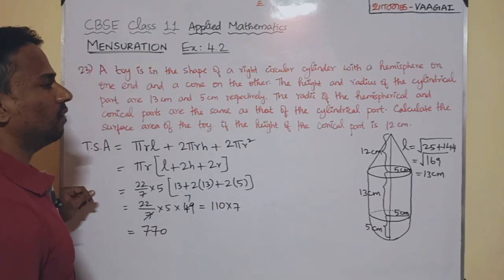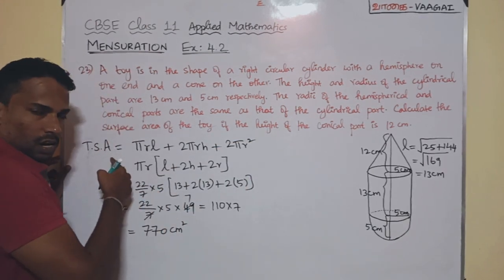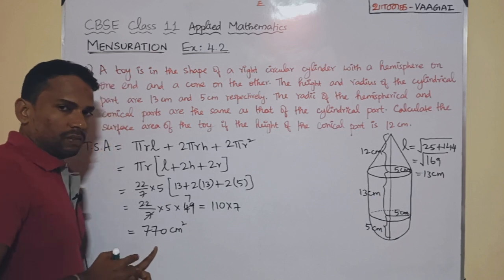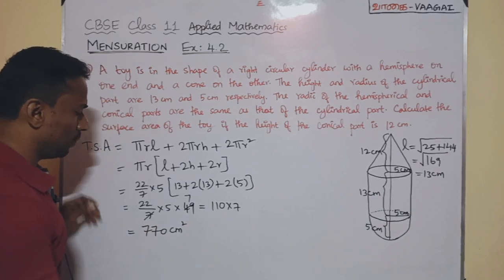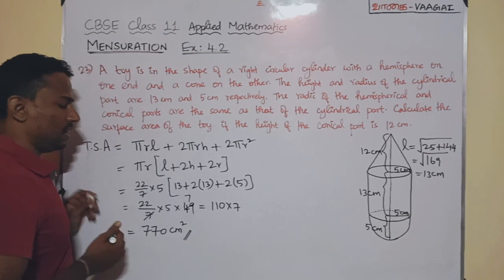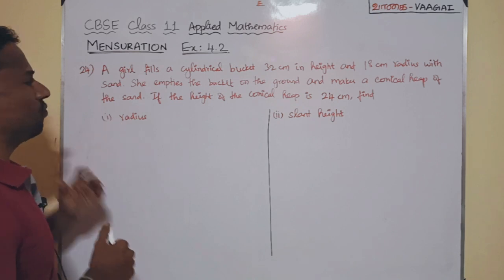And we will have the answer in terms of centimeter square. Since we are finding the total surface area, the answer will be in terms of centimeter square. So 770 centimeters square is going to be the answer for your question number 23. Next we have question number 24.